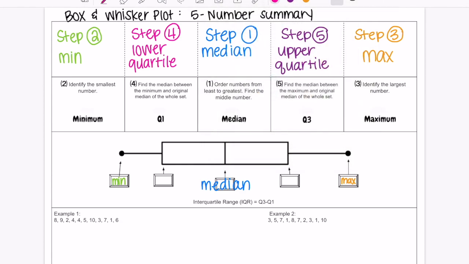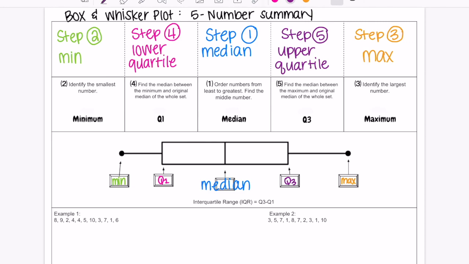So step 4 is finding the left side of the box. That number is actually the median between the original median and the minimum. And we call that Q1, or the lower quartile. Then you have the upper quartile, or the right side of the box, which is also called Q3.